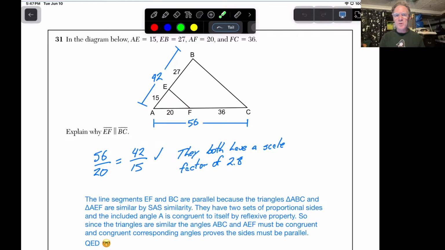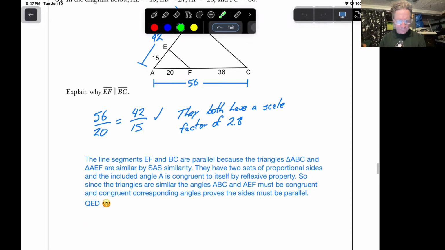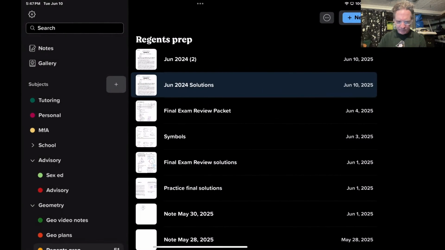If it looks like a similarity question, set up the proportions, right? Show that they're proportional, show that they have the same scale factor. And then write whatever you think. That's basically how I came up with it. Again, I saw answers that got full credit that wrote a lot less than that. So, all right, what do we have next?